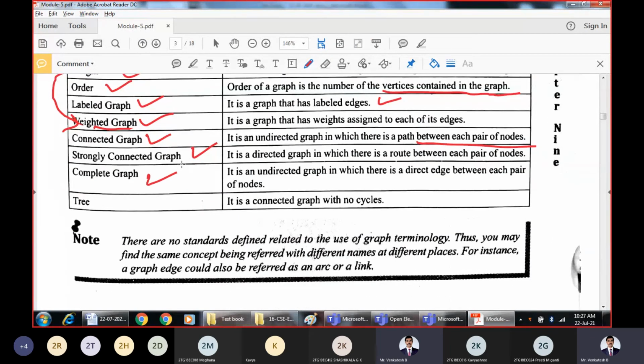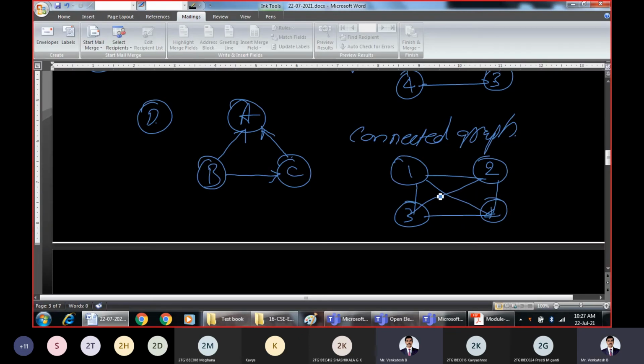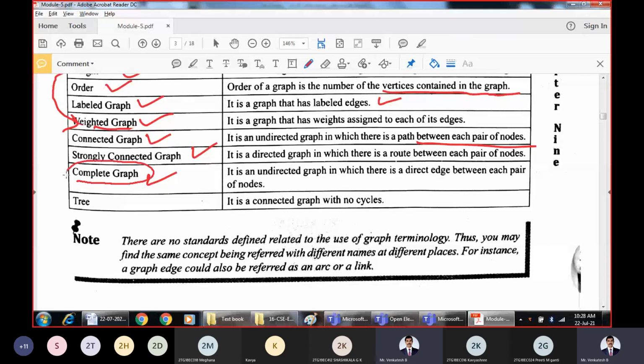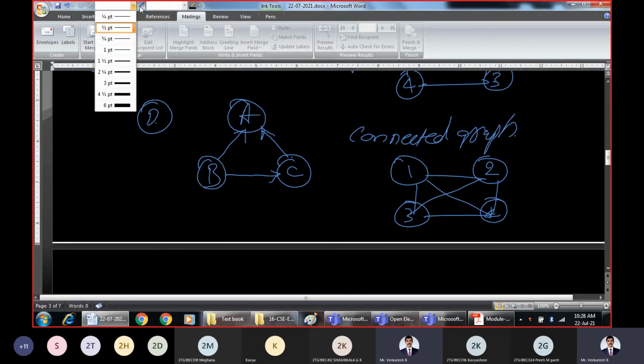Complete graph. What is complete graph? It is also an undirected graph in which there is a direct edge between each pair of nodes. See, whatever example I gave here, this is an example for complete graph. Because I just didn't observe that this is a directed graph, whereas in an undirected graph, there is a direct edge between each pair of nodes. That is what is complete graph.